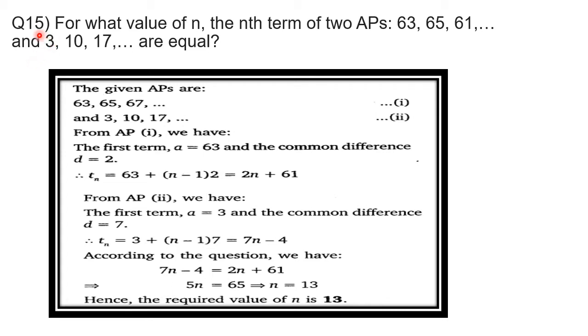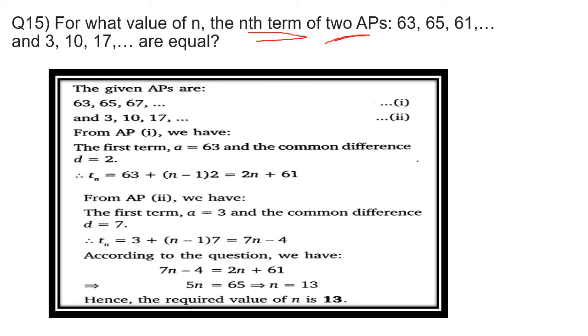Okay, question number 15, let's see. What does question number 15 say? It says, for what value of n are the nth terms of the two APs 63, 65, 67, ... and 3, 10, 17, ... equal? So what we have to do, it has been given here that the nth terms of the two APs are equal.